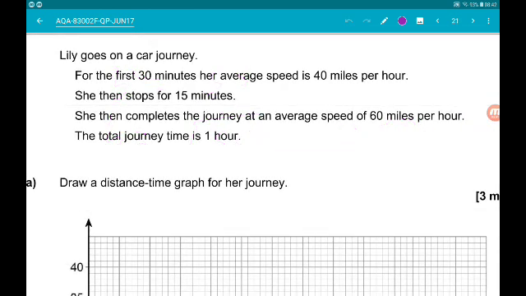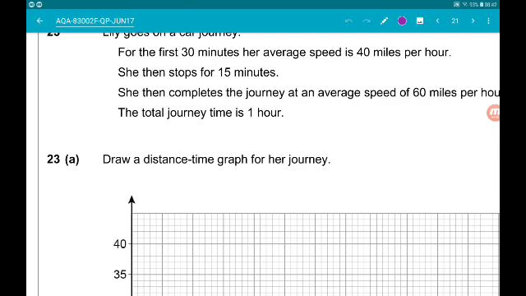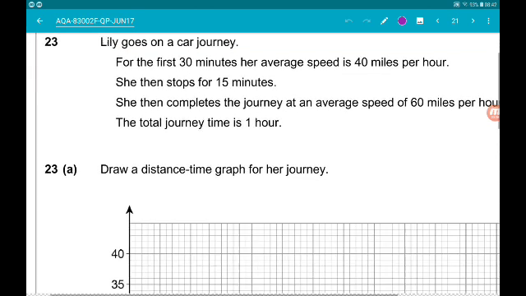Day 23. Lily goes on a car journey. For the first 30 minutes, her average speed is 40 miles per hour. She then stops for 15 minutes. She then completes the journey at an average speed of 60 miles per hour. The total journey time is 1 hour. We want to draw a distance time graph for her journey.